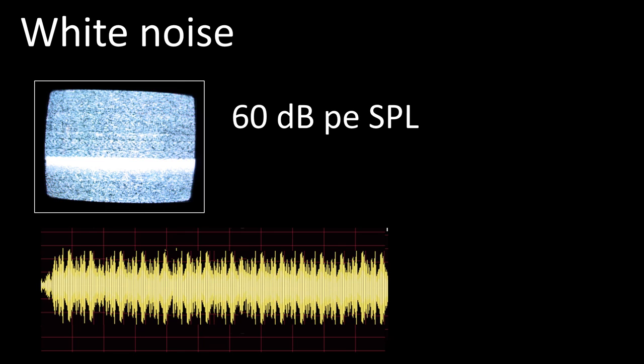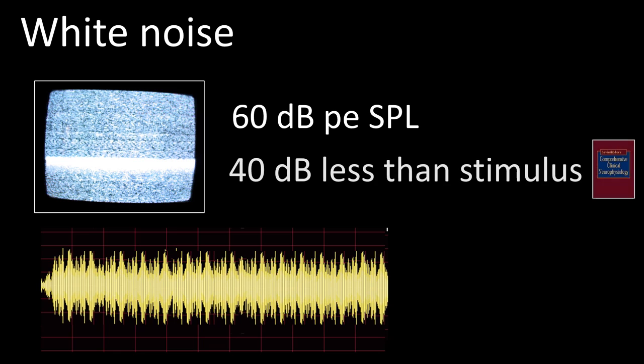The Academy guidelines recommend to use 60 dB peak equivalent SPL as a masking noise. Others believe that the intensity of the noise in the masking ear should be 40 dB less than is being used in the ear that is being stimulated.